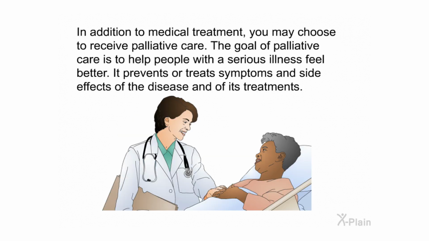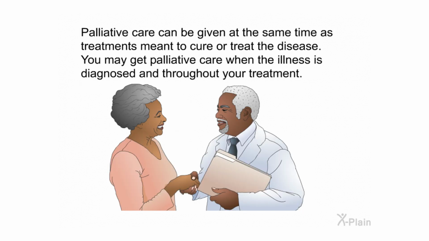In addition to medical treatment, you may choose to receive palliative care. The goal of palliative care is to help people with a serious illness feel better. It prevents or treats symptoms and side effects of the disease and of its treatments. Palliative care can be given at the same time as treatments meant to cure or treat the disease. You may get palliative care when the illness is diagnosed and throughout your treatment.